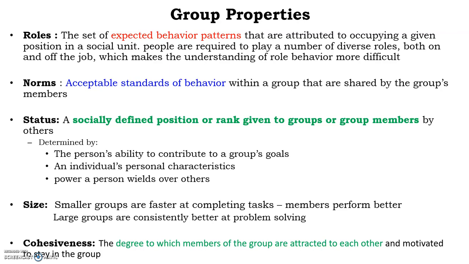Every individual in a group will have certain roles. There should be some set of standards. Accordingly, each member of the group has to act. That's called norms. Status is a socially defined position or rank given to group members. Size is the number of people in a group.